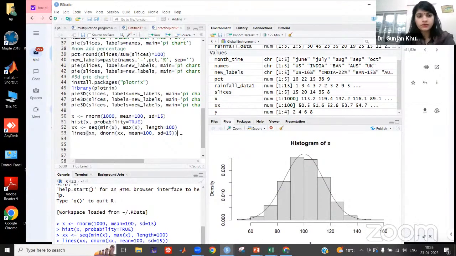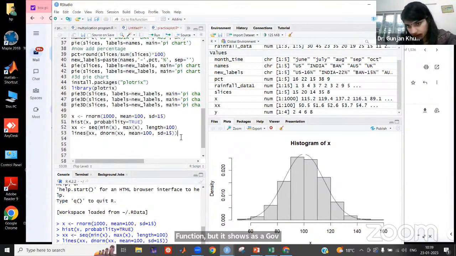So actually you are plotting these 100 random numbers and joining them with line segments using the lines function, but it shows as a curve because if we zoom in, we'll see the connected line segments. It looks like a curve because there are 100 of them.